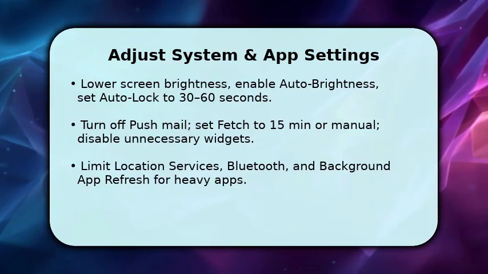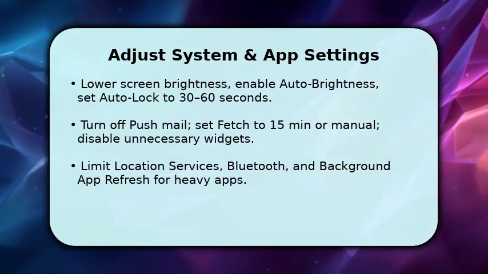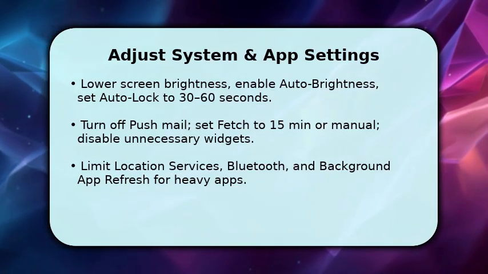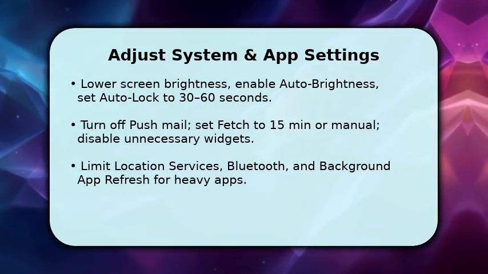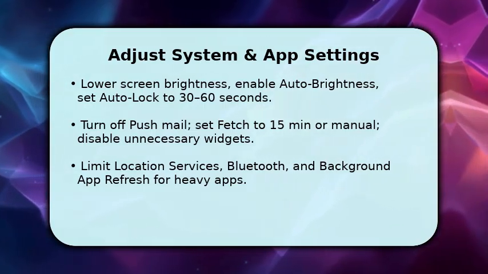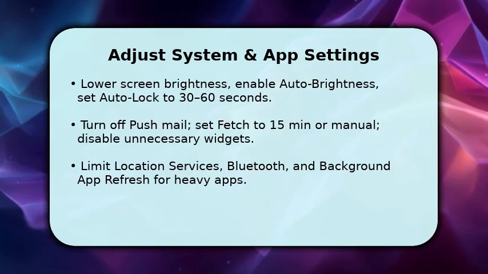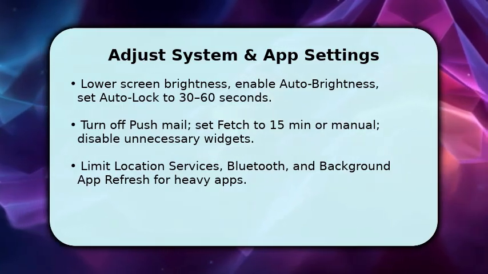Now focus on settings that actually change runtime. Reduce brightness and enable auto brightness so the display adapts. Change auto lock to 30 or 60 seconds and disable push mail using fetch at 15 minutes or manual for accounts that don't need instant updates.